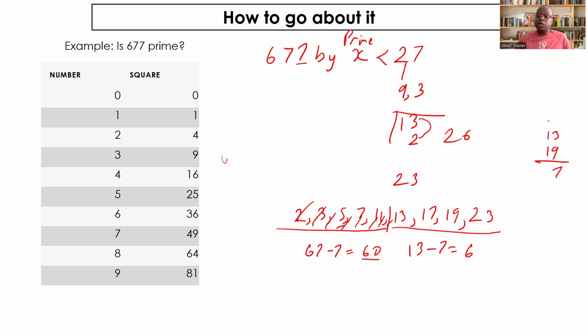So you get 7 carry 2, 1 times 9 is 9, plus 2 is 11, then you add 13, so 7 and 4, that is 247. That's not it. So of all the prime numbers we've tried below 27, none of them has proved to be a factor of this, and therefore 677 is prime.